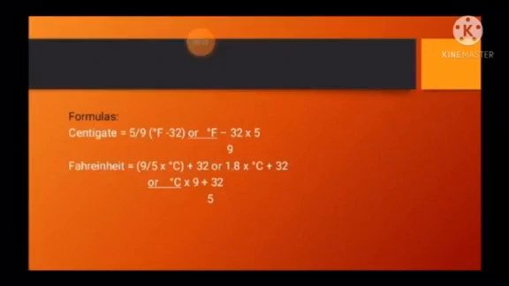So, here is the formula for converting temperature measurement. Centigrade equals 5/9 times degrees Fahrenheit minus 32, or degrees Fahrenheit minus 32 times 5 divided by 9. Fahrenheit equals 9/5 times degrees Celsius plus 32, or 1.8 times degrees Celsius plus 32, or degrees Celsius times 9 plus 32 divided by 5.